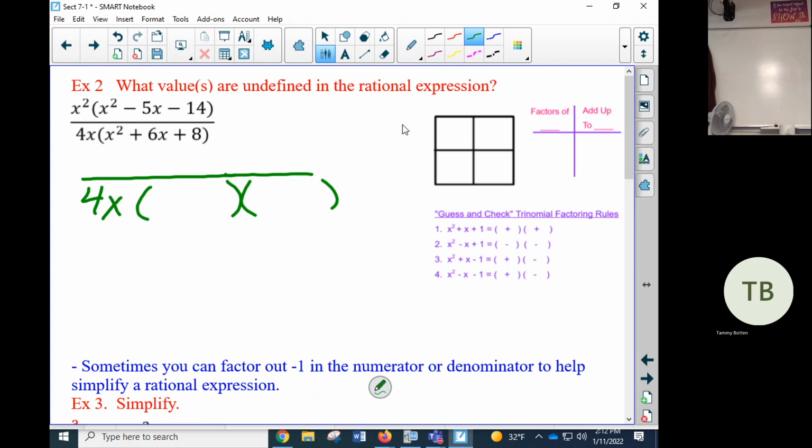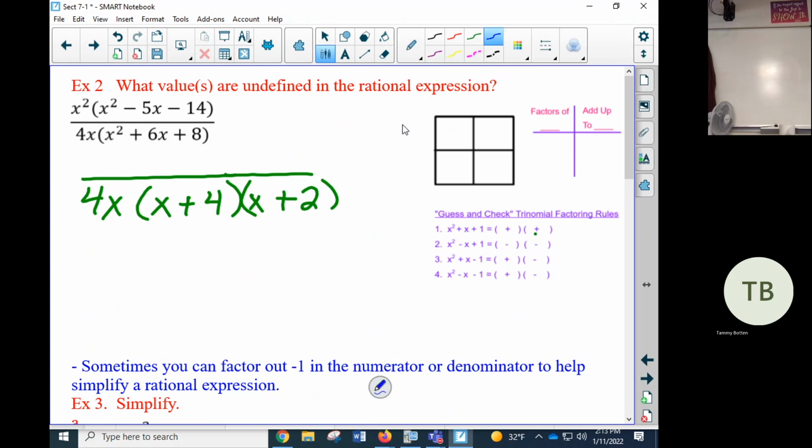Now notice it has two plus signs, so you have plus and plus. If this is x squared, we do x and x. Now, can you figure out two numbers that multiply to give you 8 and add up to give you 6? 4 and 2. So one of these is 4, one of those is 2. And now that's factored as much as it can be.